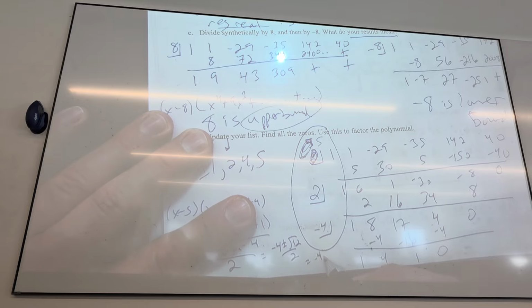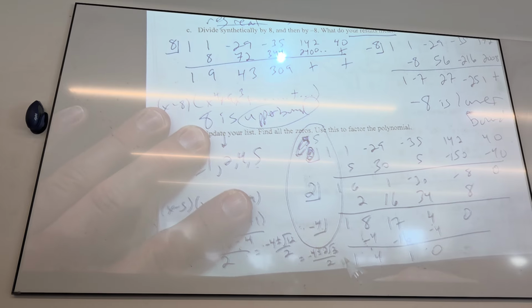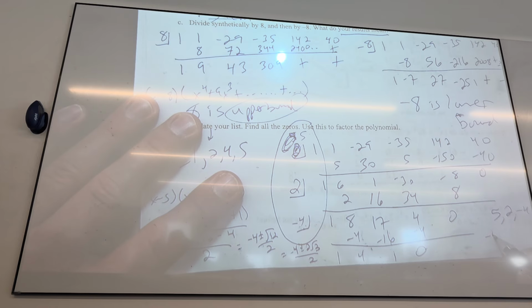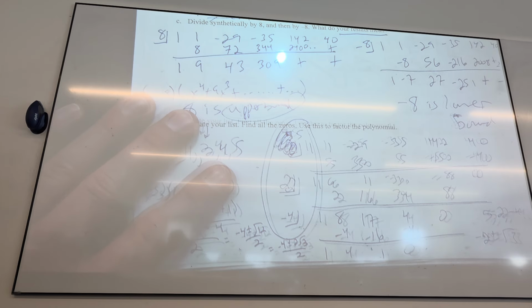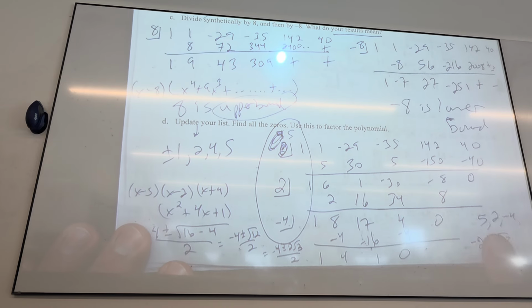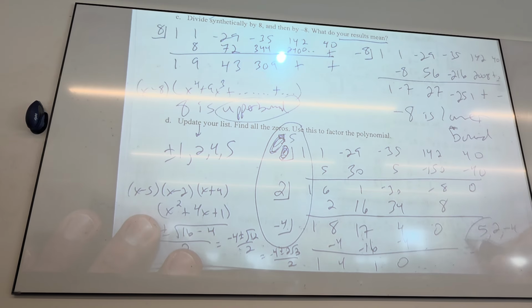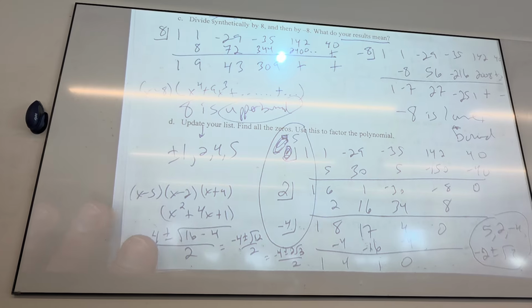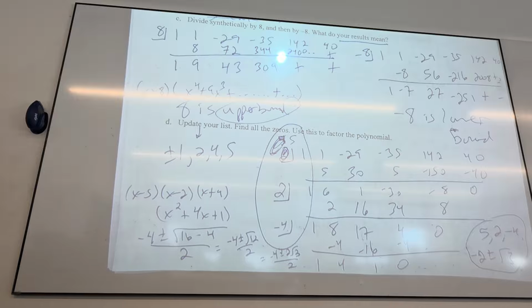I got it. This will be 5, 2, -4, -2 plus or minus root 3. Is that what you got? Yeah. So here are the 5 zeros: 5, 2, -4, -2 plus or minus root 3. See if you guys are cool with this.